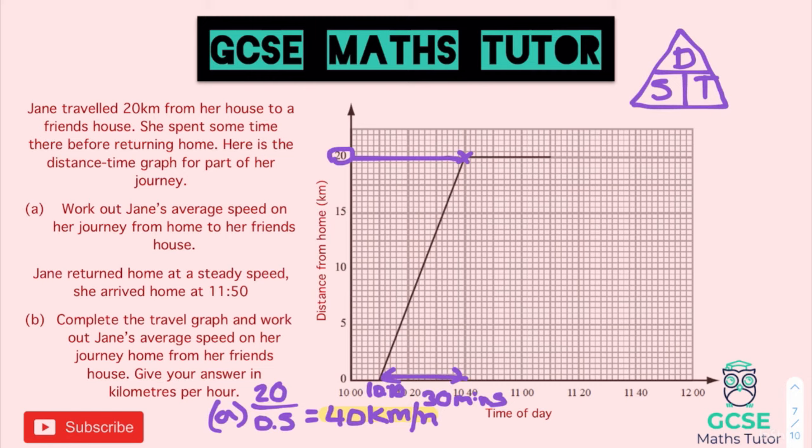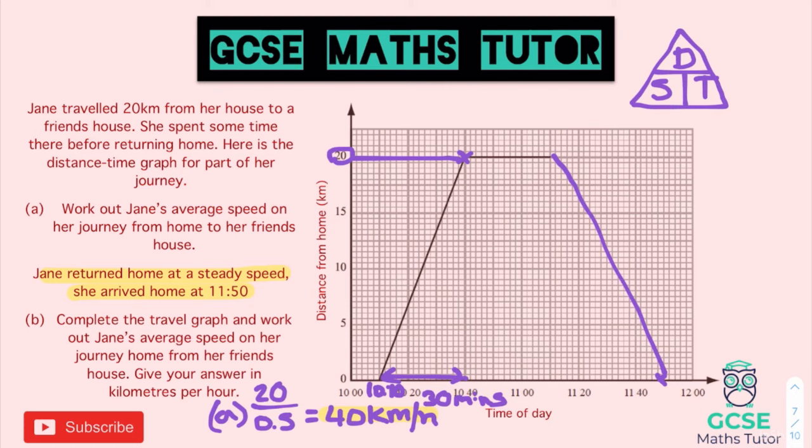So it says Jane returned home at a steady speed and she arrived home at 11:50. So for this particular question, it actually told you where the journey ended. So 11:50, we can label it just down here, and we can connect that up using a ruler and a pencil to make a nice straight line to finish off this journey. So all you had to figure out for this question was her average speed on her way home.